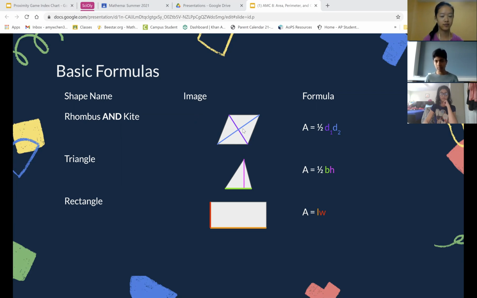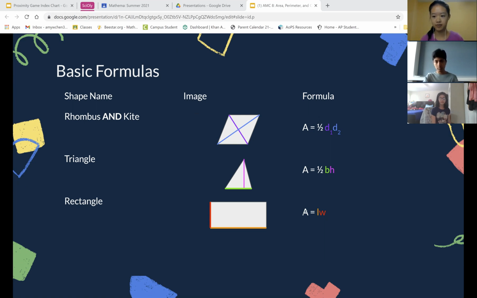And we have a question. My question was, for the rhombus and kite, what do D1 and D2 stand for? Oh yeah, those stand for the diagonals. Wait, let me change my color. So you see these lines. This is one diagonal, and this is another diagonal. So the area is 1/2 times the length of the first diagonal times the length of the second diagonal.